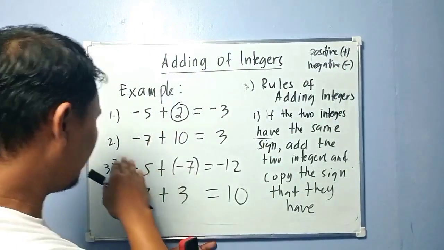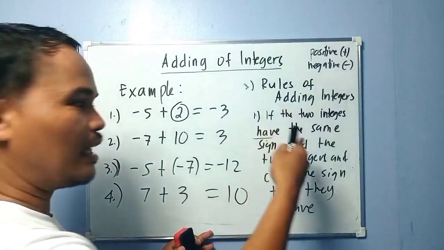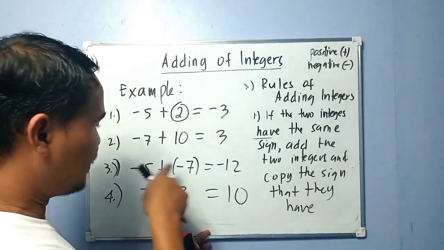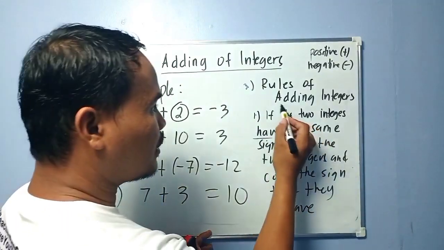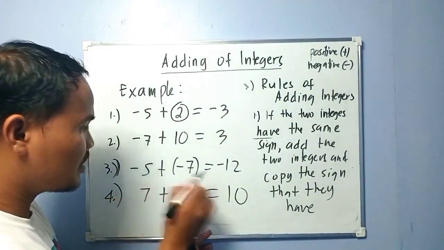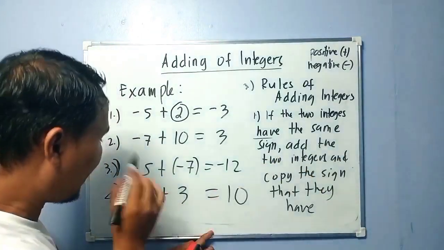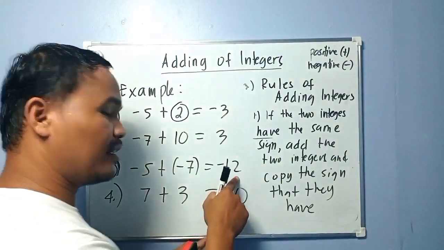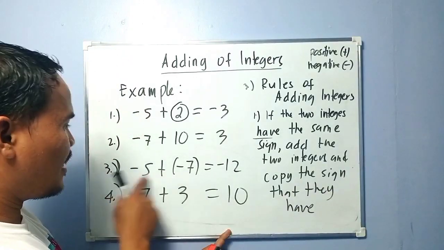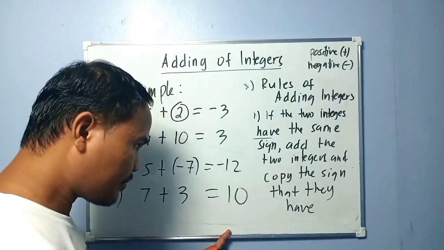Now, example number 3 and number 4, here rule number 1 applies. The sign of 5 is negative and the sign of 7 is negative. If the two integers have the same sign, and this example has the same sign, what are we going to do? Add the two integers. So add 5 plus 7. The answer is 12. And then copy the sign that they have. What is the sign that they have? They have a negative sign. So the answer is negative 12.